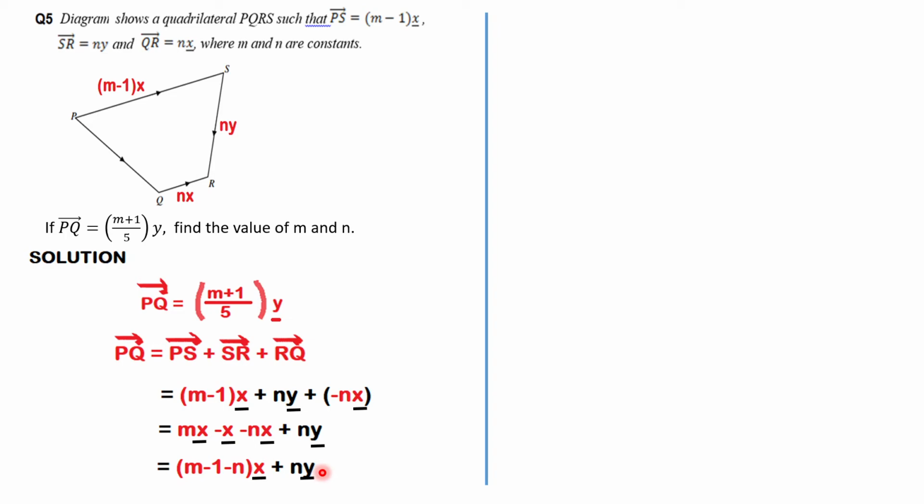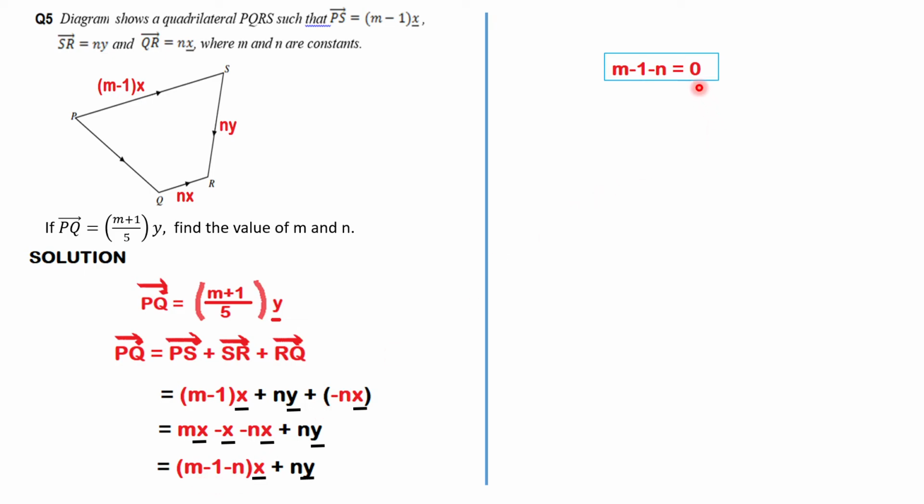So x vector compare with x vector. If you look at the PQ given in the question, we do not have the x vector. Therefore, the coefficient of x vector here is 0. Therefore, we can write the equation as m minus 1 minus n equals 0.